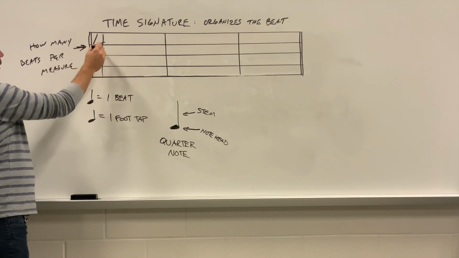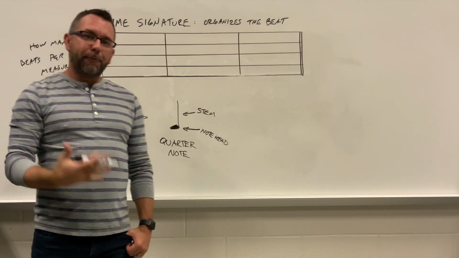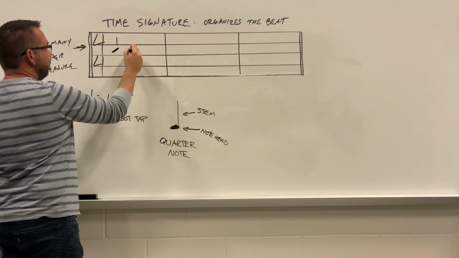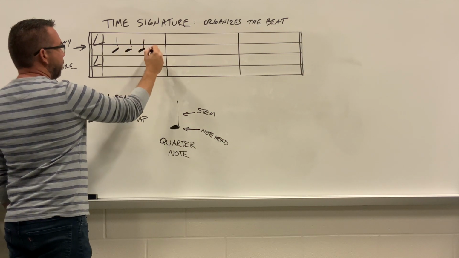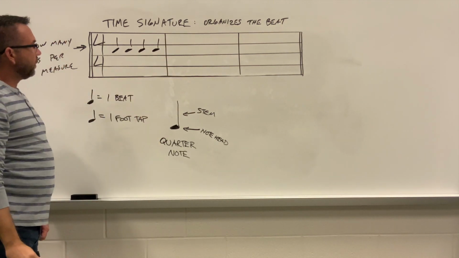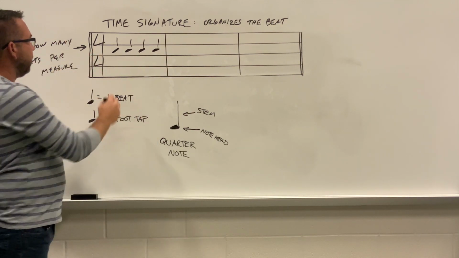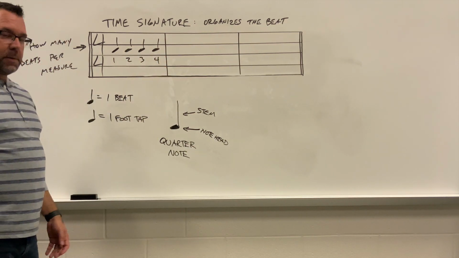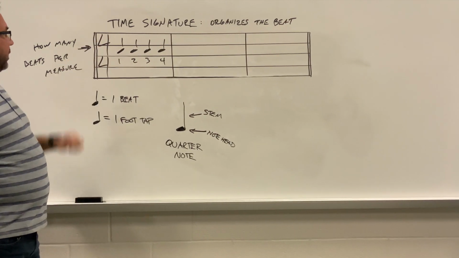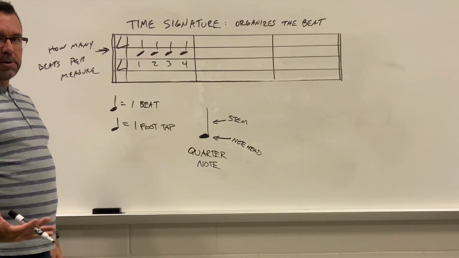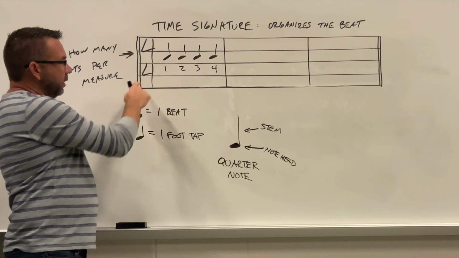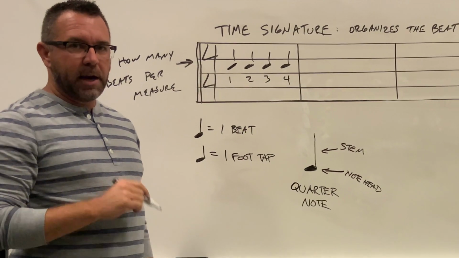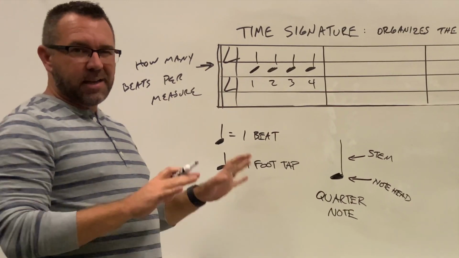So if this top number is 4, then we have 4 beats in one measure. So I can take and draw 4 quarter notes and put them all in this measure. Because the top number is 4, I have 1, 2, 3, 4 beats. So 4 beats in that measure because the top number tells me it's 4 beats per measure. Now the bottom number tells me something completely different, but we're not going to worry about that number for now. For now, we're just going to focus on the top number because that's enough for today.